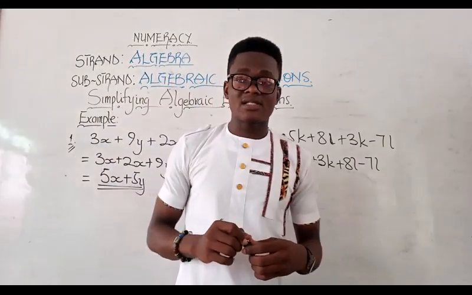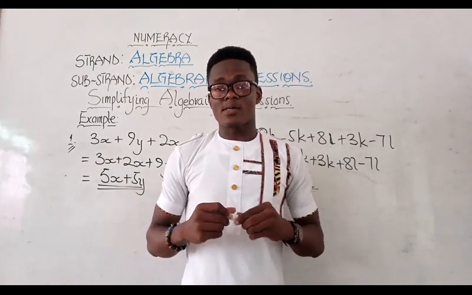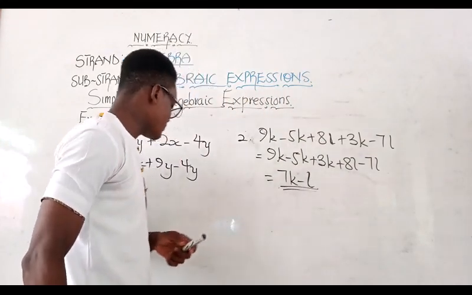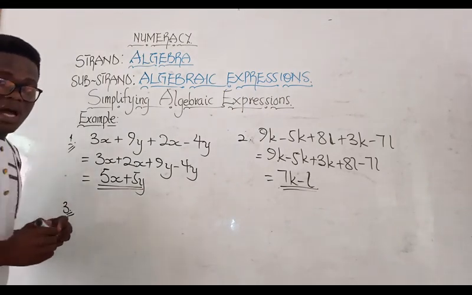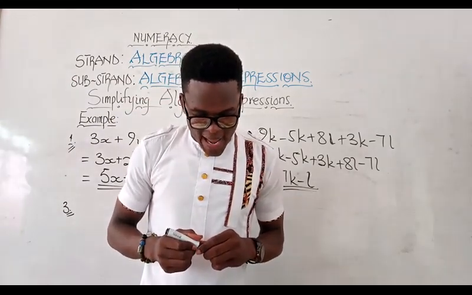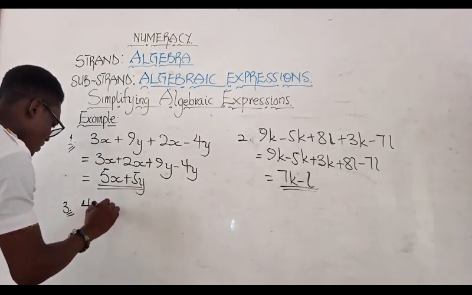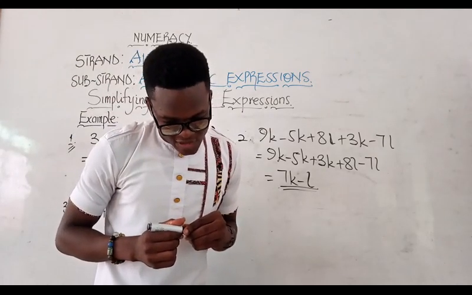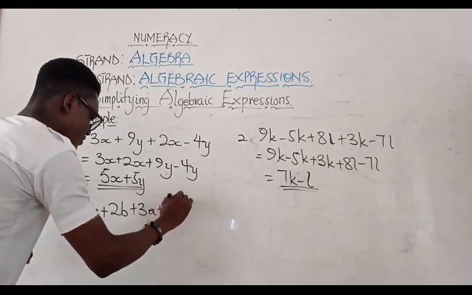So this is example 2 for our simplification of algebraic expressions. So let's move on to our last example for this. Okay, let's say we have, maybe this may be our last part 1 example. Let's say we have 4a plus 2b. Then we have 4a plus 2b plus 3a plus 3a plus 5b.